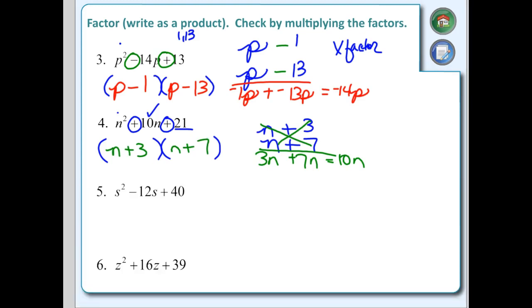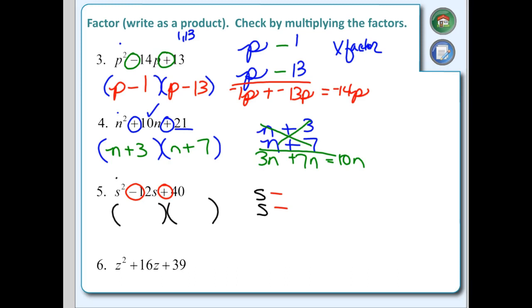All right, now let's look at number 5. If we look at number 5, I know I need 2 binomials. And then my first term is s squared, so that's got to be s and s. And when I look at my signs, the first one's minus and the second one's plus, so that means both of mine need to be minus. And now we're going to list those factors of 40.